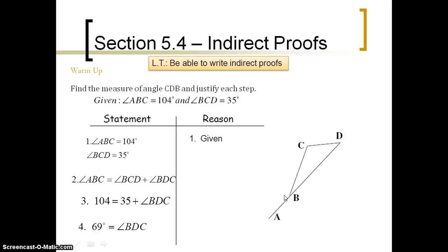So angle ABC is an exterior angle, angle BCD is a remote interior angle, and the angle that we're looking for is also a remote interior angle. So the first thing we're going to have to use after our given statement is our exterior angle theorem, which says that the exterior angle is the sum of the two remote interior angles. Then we're going to use substitution to plug in the values that we know. And finally, subtract to get the measure of the other remote interior angle.